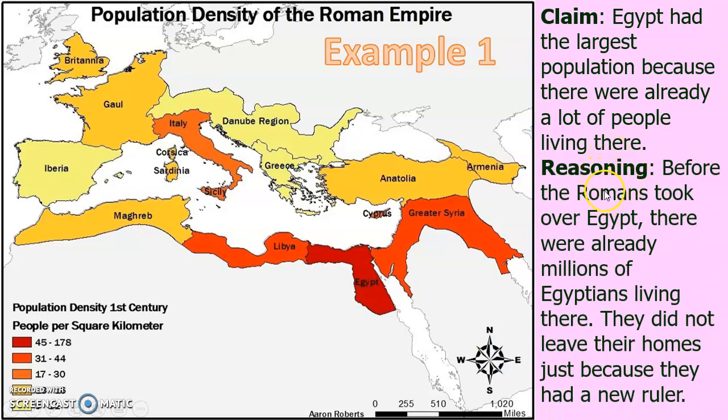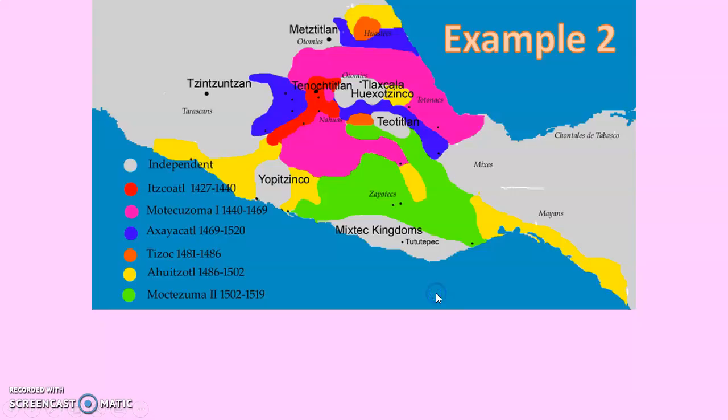Now, my reasoning is before the Romans took over Egypt, there were already millions of Egyptians living there. They did not leave their homes just because they had a new ruler. Remember, friends, your claim is something that can be argued. Do we know for a fact, have we done the research, have we talked to experts about why there were so many people living in Egypt during the Roman Empire? No, we haven't, but we can make a good educated guess. That's our claim. Let's make another one.